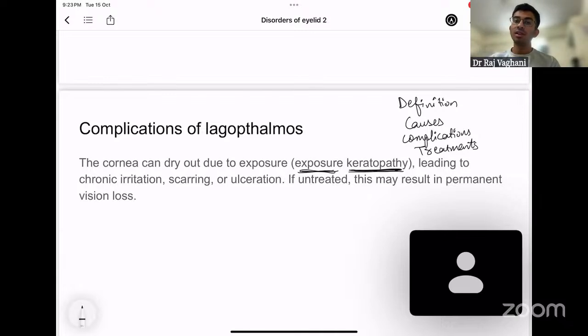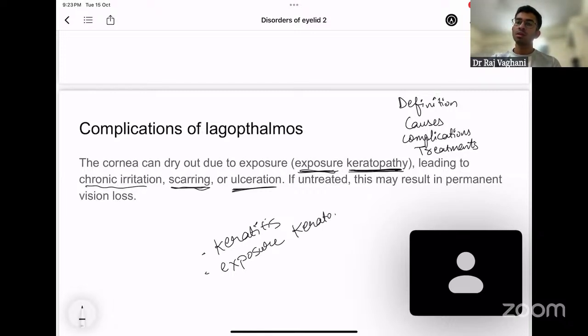So what can result? It can result in chronic irritation of the cornea. There can be scar formation in the cornea, and there can be ulcers in the cornea. These are the three things that can result. And as I told you earlier, there can also be keratitis. Keratitis, and the second is exposure keratopathy. So these are the two main complications that can result due to lag ophthalmos.